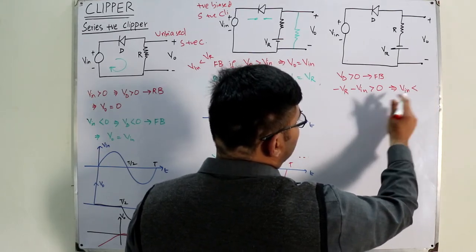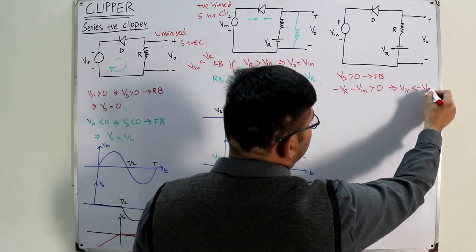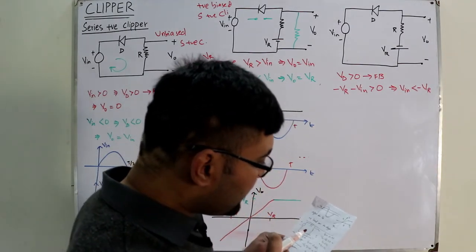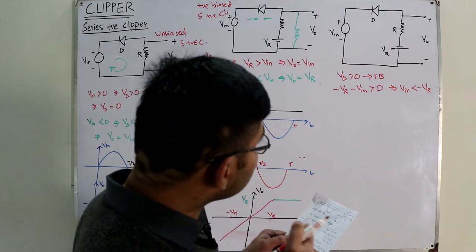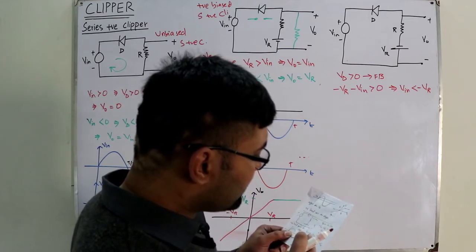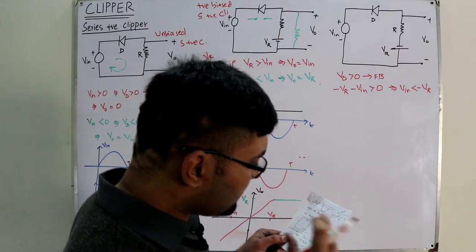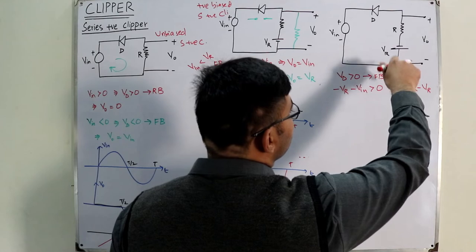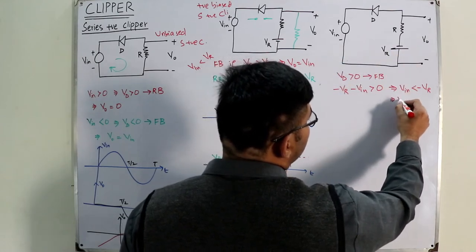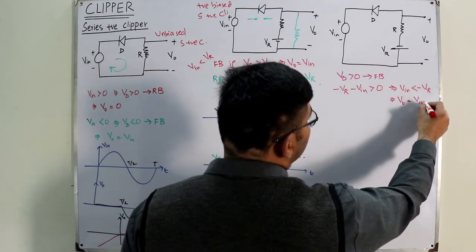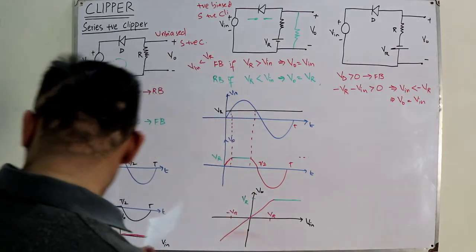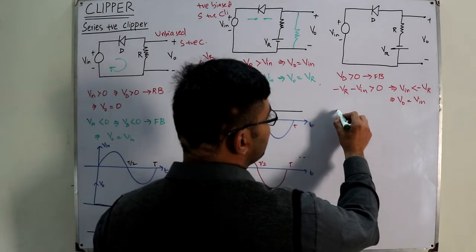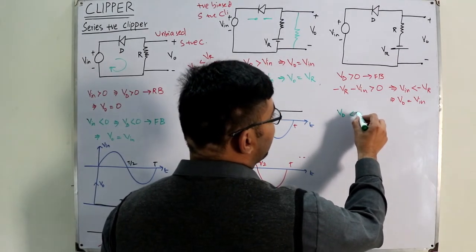Yes or no? Is it fine? Minus of V input minus of VR is greater than zero, which means minus of V input is greater than VR. Yes, it's fine. So in this case, what would happen? This is forward biased, so a current will flow in the circuit and the output voltage would be equal to the input voltage.